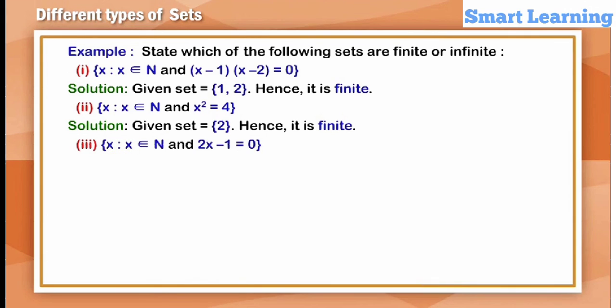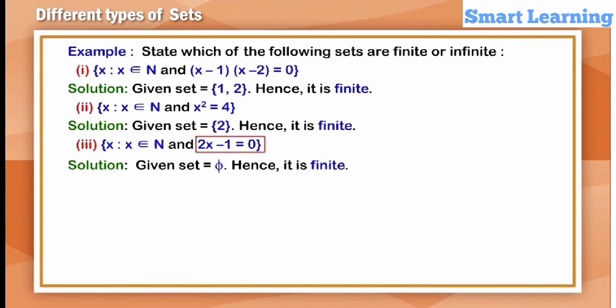3. {x such that x belongs to N and 2x minus 1 is equal to 0}. Solution. Given set is equal to the empty set, as no natural number can be the solution of equation 2x minus 1 is equal to 0, as its solution is 1 upon 2. Hence, it is finite as elements are countable.